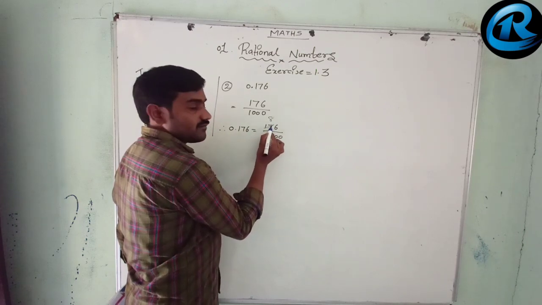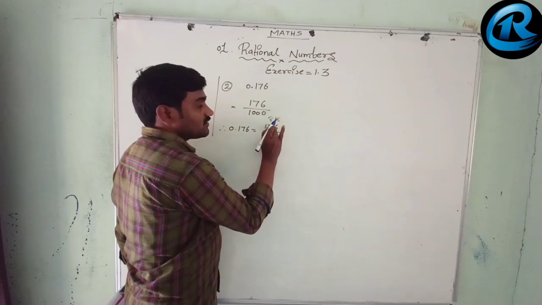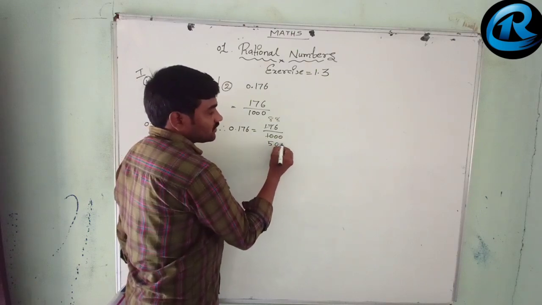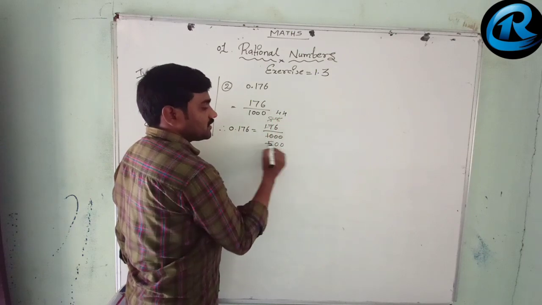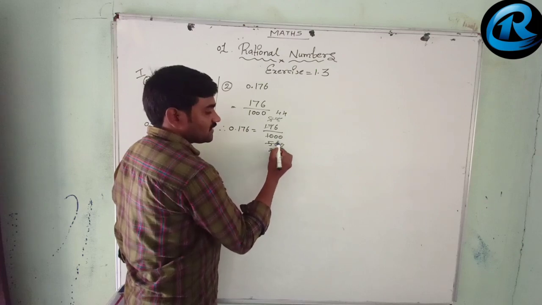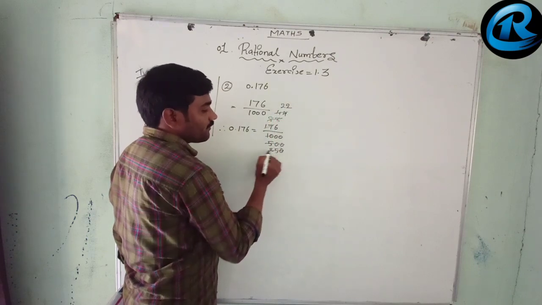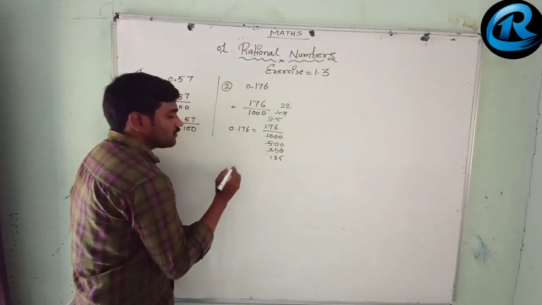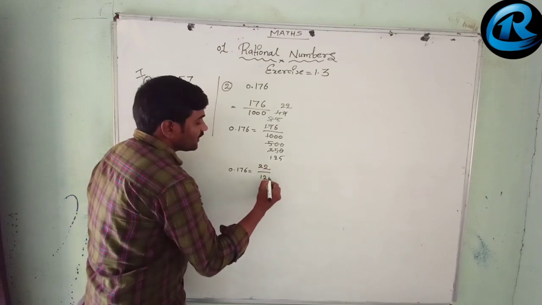2 8s are 16. 2 5s are 10, and zeros. 88 by 500. Again 2 4s are 8, 2 2s are 4, 2 5s are 10. Again it can cancel: 2 22s are 44, 2 125s are 250. Now you got it. Therefore 0.176 equals 22 by 125.